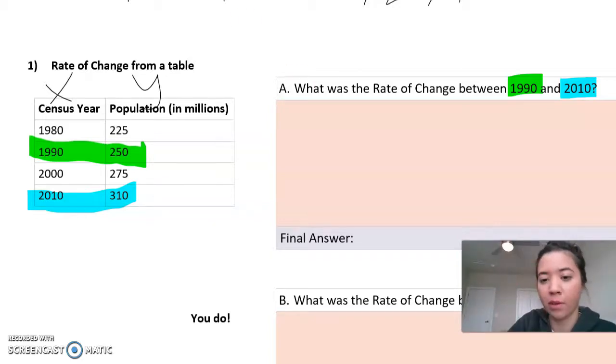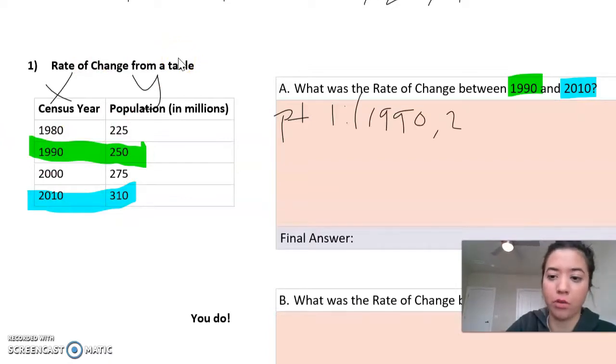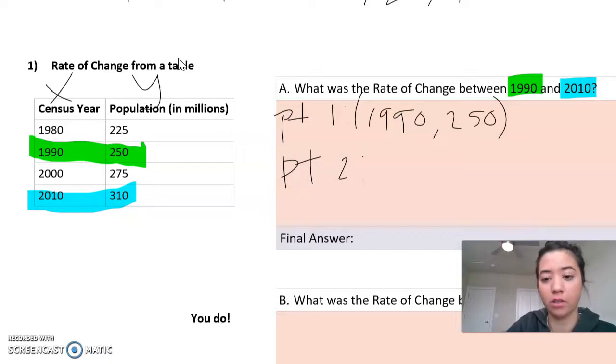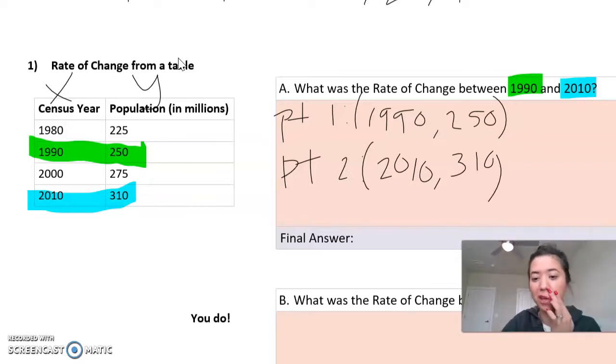I am going to write them here just to make them a little bit more clear. So we have point 1, which is the 1990 point. So it's 1990, comma, 250. And then we have our second point here, and that's for 2010. So it's 2010, and then 310. And again, ordered pairs are written x and then y.